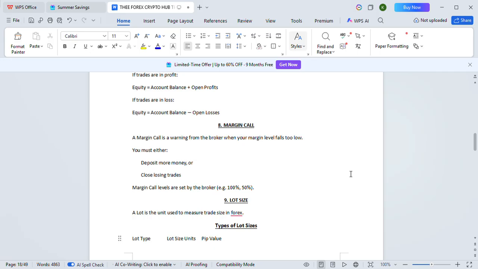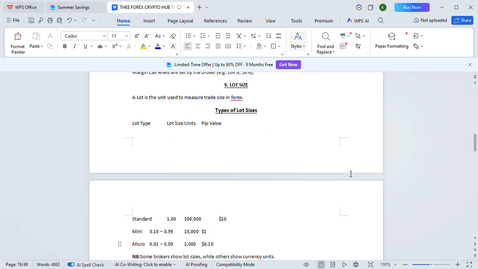That is a lot size. A lot size is the unit used to measure trade sizes in forex. So this is just like quantity. Do we call it quantity? Like you can go and buy 1 kg of flour, 2 kgs, 3 kgs. That is now what a lot size is like here in forex. So you can see we have lot type, lot size unit, then the pip value.